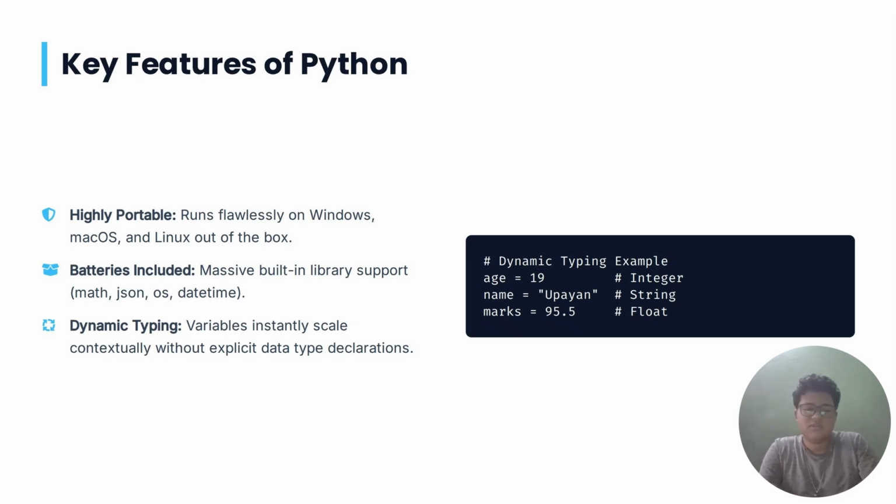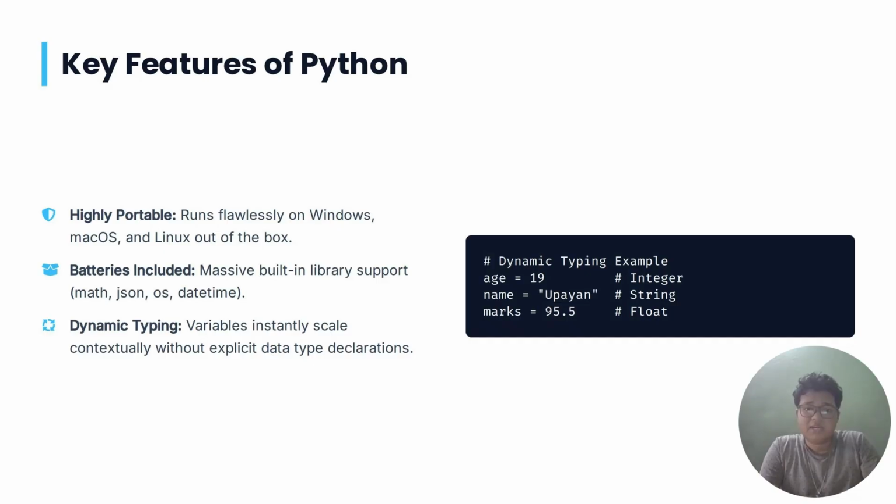Obviously there are many built-in libraries such as math, JSON, OS, datetime. This helps in many things. When we write code, you will see that using this math built-in library we can do any complex mathematical calculation, square root, anything, just by one single function. Then comes dynamic typing. It's a very important thing that it does.